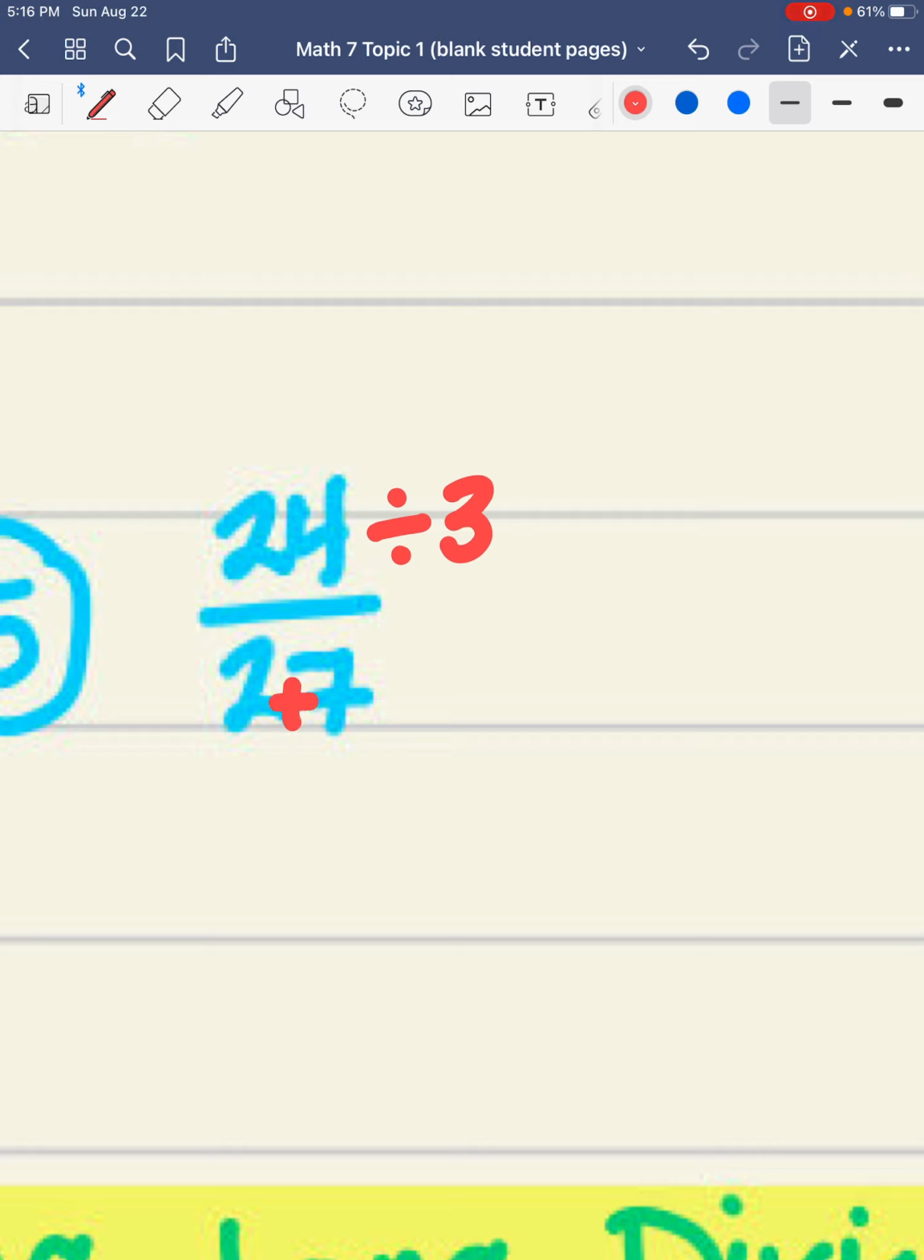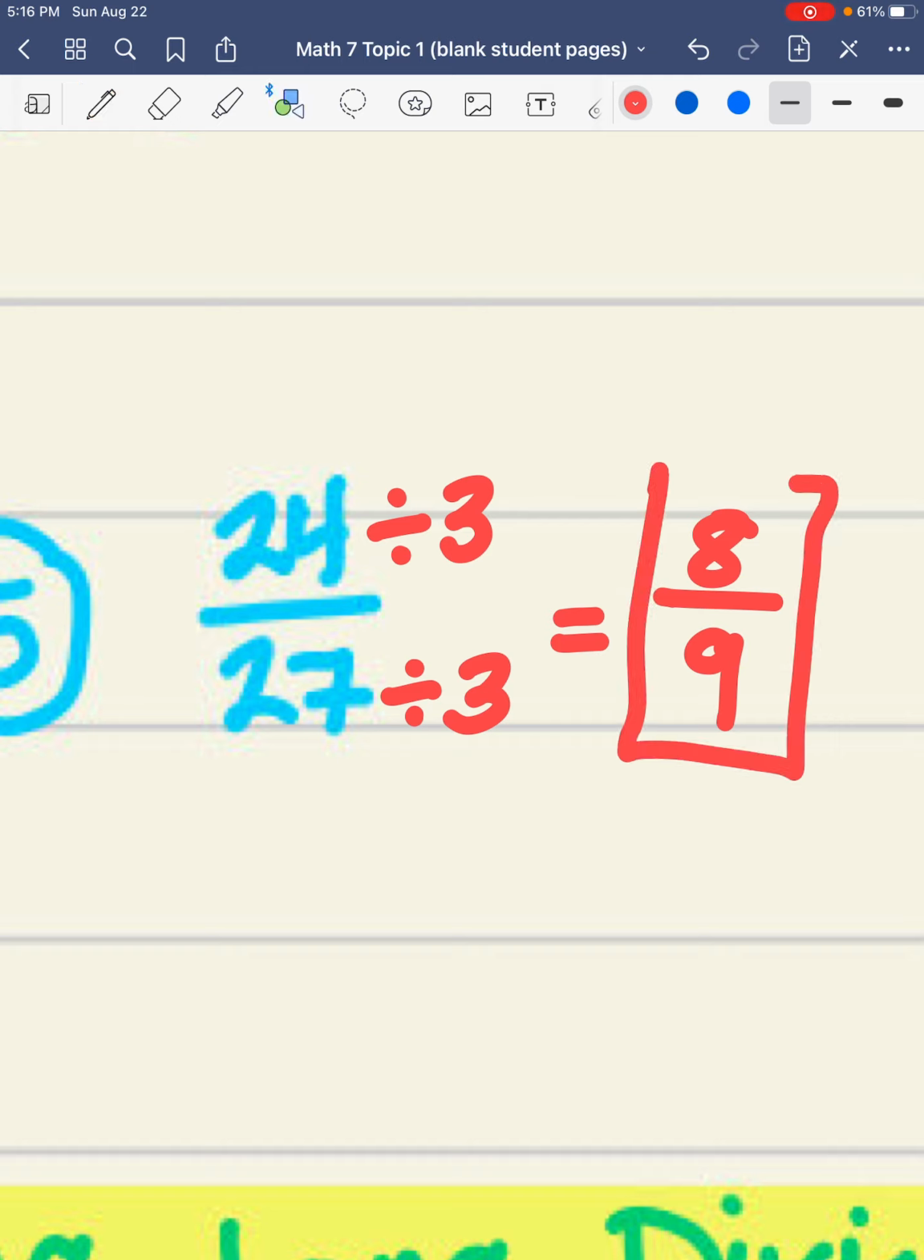Well, 2 plus 7 is 9, and 9 is divisible by 3. So I can also divide 27 by 3. So I'm doing the same thing on the top and bottom. Now, how many times does 3 go into 24? We know that 3 goes into 24 8 times. And how many times does it go into 27? It goes into 27 9 times. So 8 ninths. I cannot reduce that any further, so that right there is our fraction in simplest form.